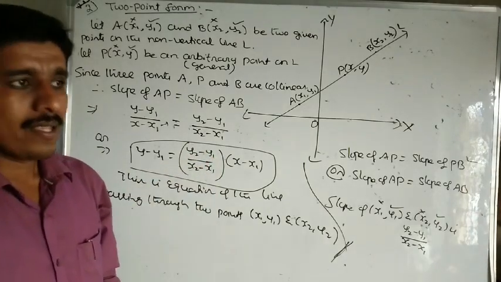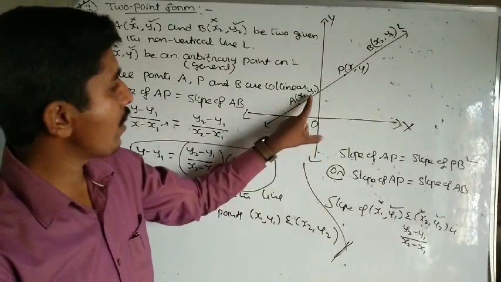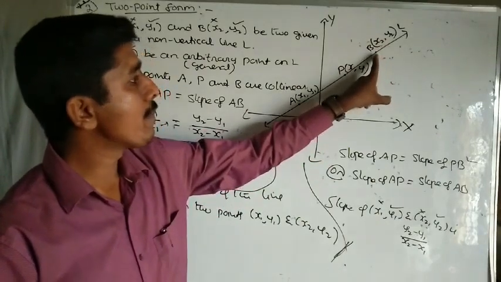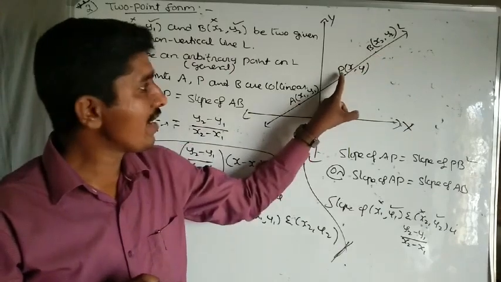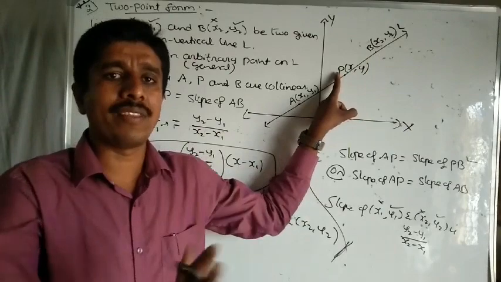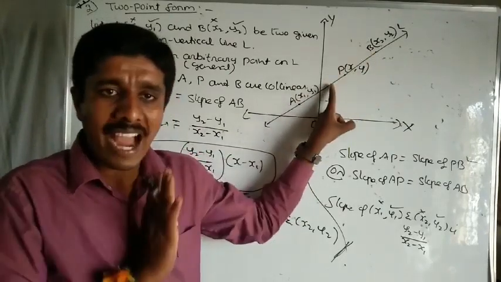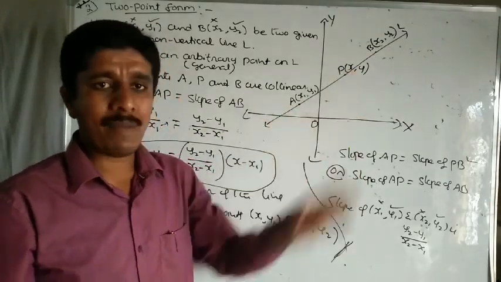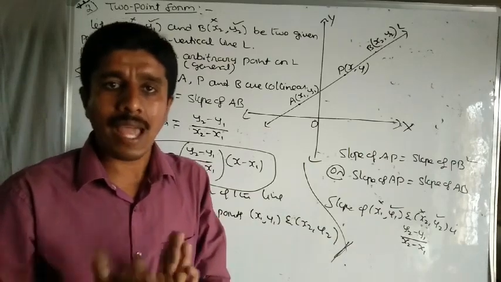I will repeat. Let us take 2 fixed points, A point x1 comma y1, B point x2 comma y2, 2 fixed points on the line L. Let us take an arbitrary point, meaning this point lies anywhere on the line. It is not fixed. A is fixed, B is fixed, but P is not fixed. It lies anywhere on the line. Let us take P of x comma y. It is a general point or arbitrary point on the line.